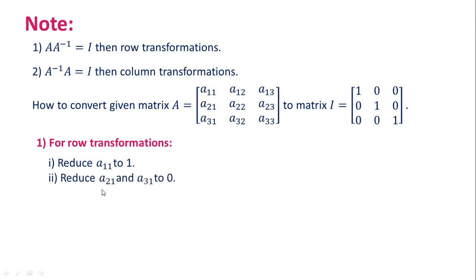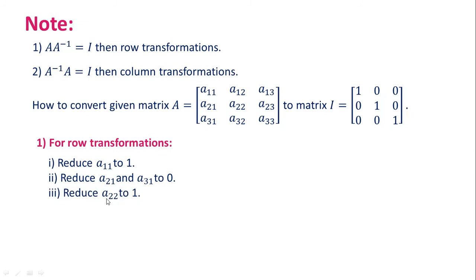Then the next step will be you have to convert A21 and A31. See this, A21 and A31 to 0. See here, you will get 0 here, 0 here. So in the first step we convert this element to 1, then these two elements to 0.